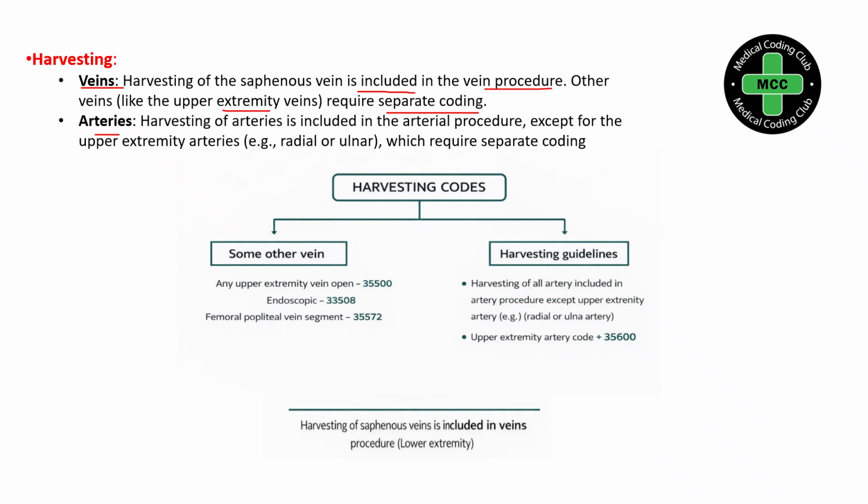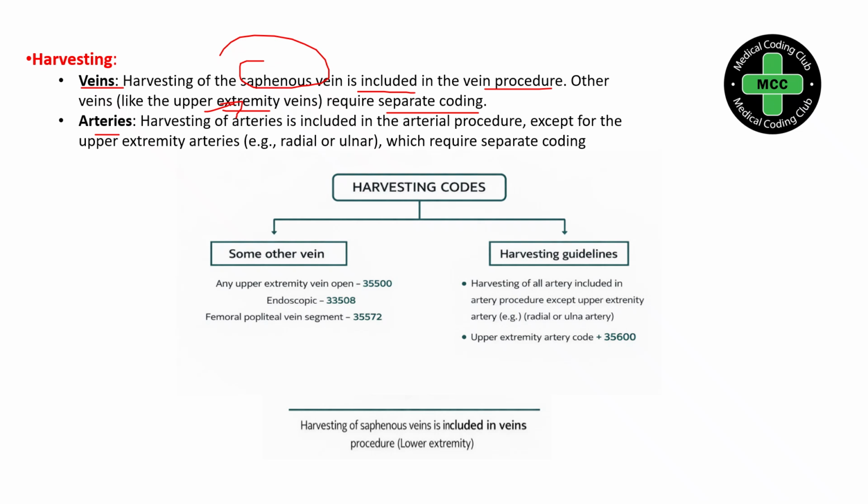Okay, when they harvest a vein other than the saphenous graft, from extremities like the upper extremities (saphenous belongs to the lower extremity), and the rest, whatever vein we have from the upper extremity, if they are harvesting from those regions, you can code them separately.